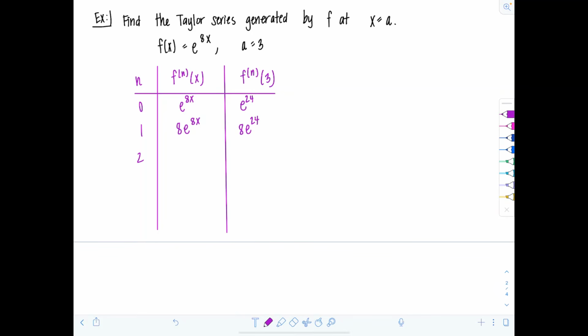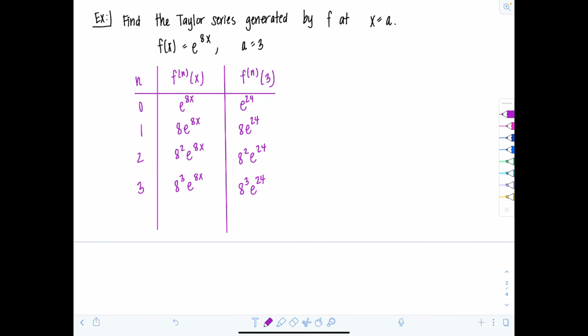Okay, let's take another one. Now I'm going to have 8 squared e to the 8x. So this is 8 squared e to the 24th. Do we need more? Let's do one more. So this is 8 cubed e to the 8x. So 8 cubed e to the 24th.